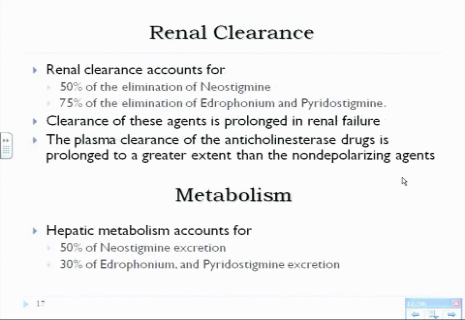Renal clearance makes a big importance. Okay? Renal clearance accounts for 50% elimination of neostigmine, and accounts for 75% of elimination of edrophonium and pyridostigmine. Clearance of these agents is prolonged in renal failure, and the plasma clearance of the anticholinesterase is prolonged to a greater extent than the non-depolarizing agents, which can cause some problems. Metabolism is hepatic. It accounts for about 50% of neostigmine, and it's only 30% with edrophonium and pyridostigmine.